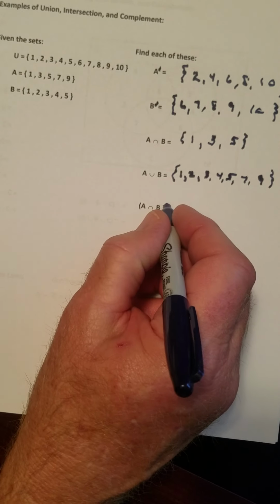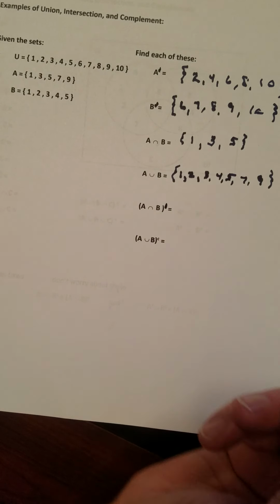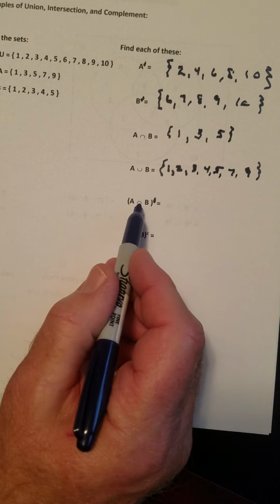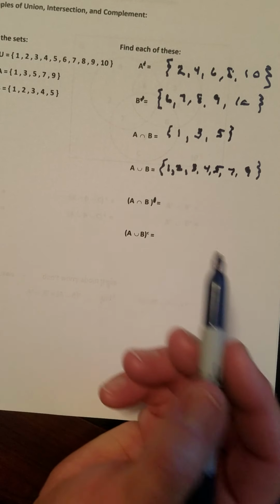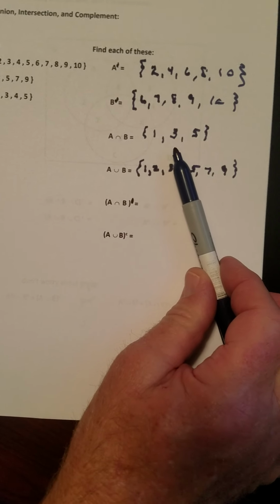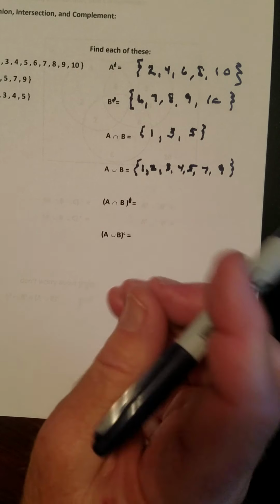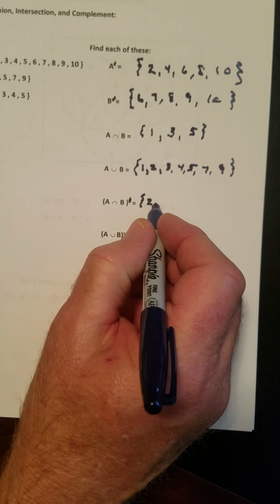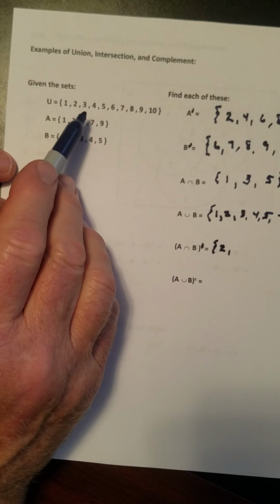Okay, now you can actually combine operations and do 2 at once. This says take A intersect B and find the complement. Well, A intersect B was up here at 1, 3, and 5. So you ask yourself, what's missing? Well, 2's missing. And again, you're going back to the universal set. 2 is missing. 4 was missing.